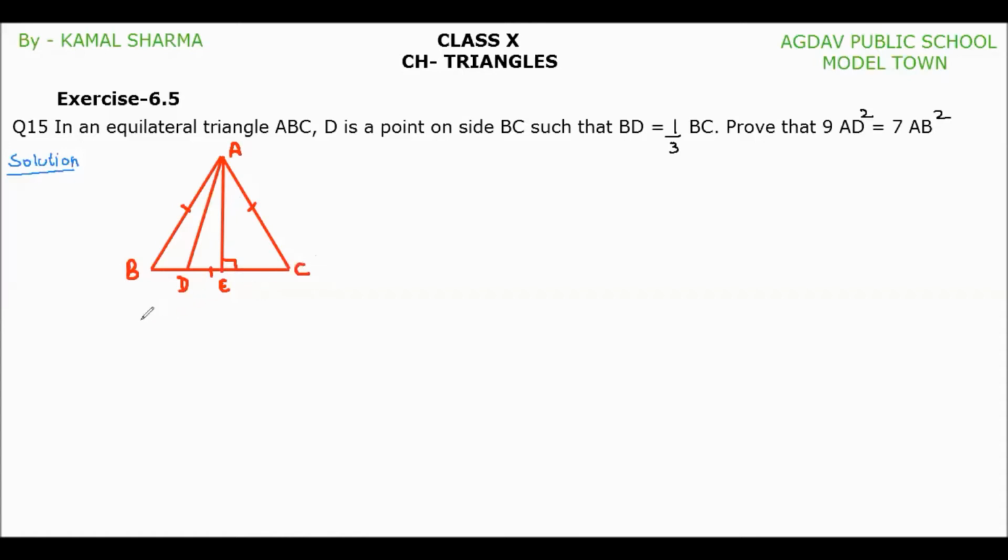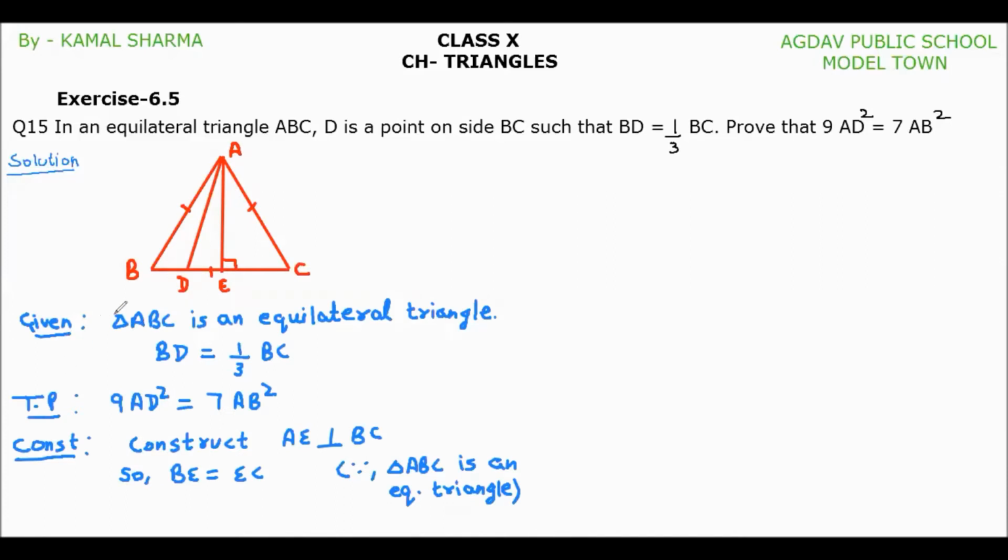So let's write first of all what is given to us. We have written what is given, what we need to prove, and we have written the construction also, that construct AE perpendicular to BC. So BE is equal to EC because triangle ABC is an equilateral triangle. So let's start the proof.